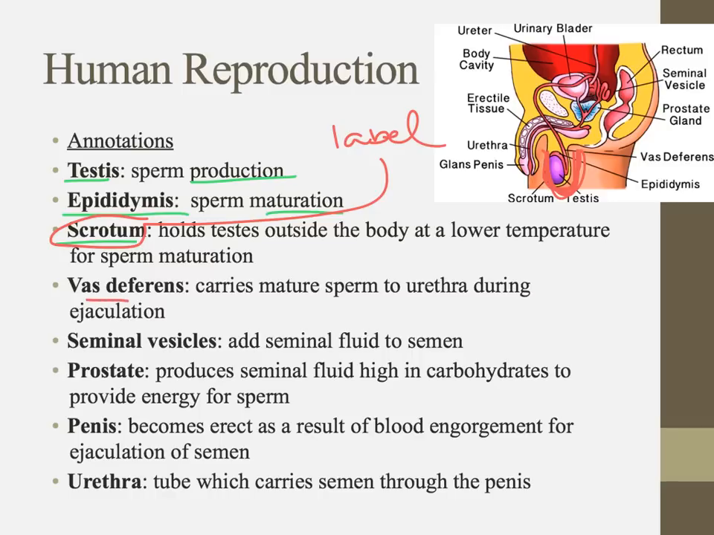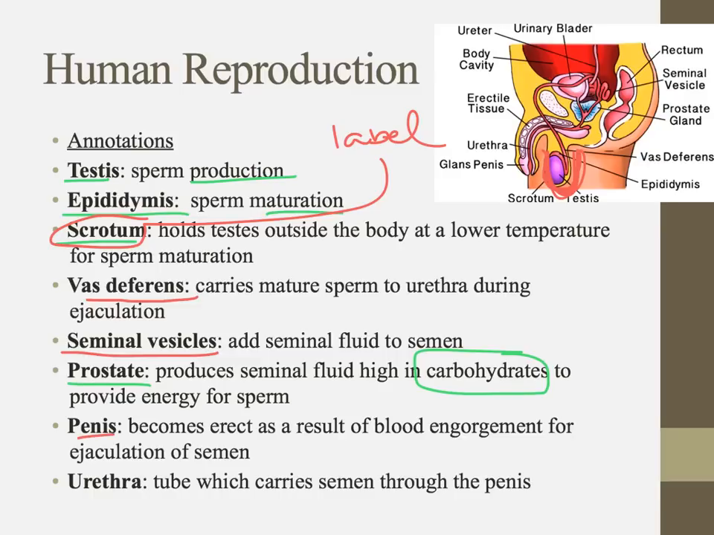All right, then we've got our vas deferens. That's the tube that's carrying mature sperm out the urethra during an ejaculation. The seminal vesicle is going to add seminal fluid, okay? So it's going to make this a little bit more of a fluid than just like little sperm on their own. The prostate is going to add some more fluid that's particularly high in carbohydrates, so literally full of sugar. And these are for the sperm. The sperm have a long way to swim, and they got a really hard job to do, and they're going to need carbohydrates. Okay, so that's added by the prostate.